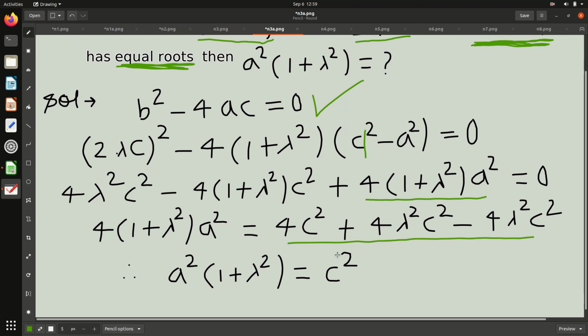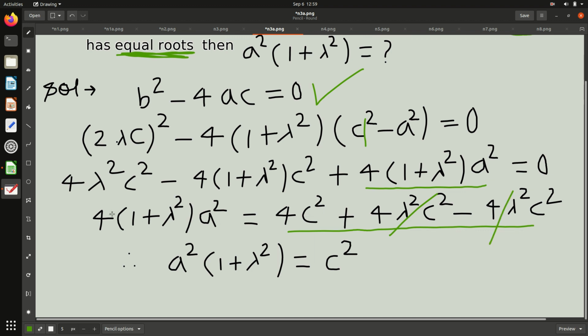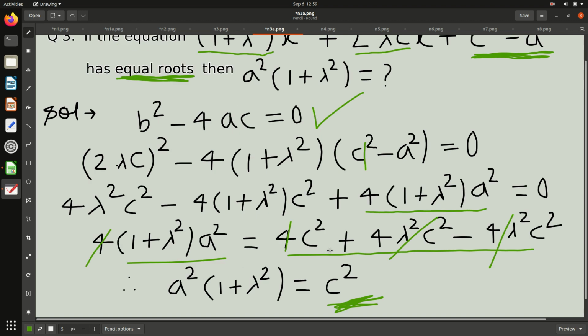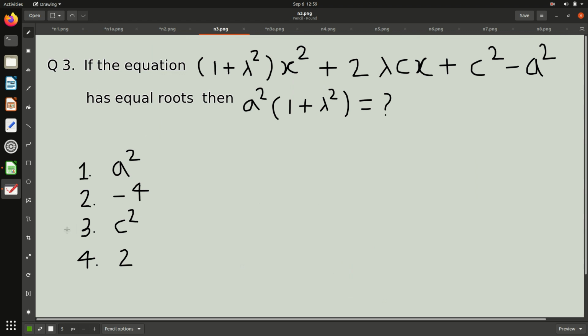You can easily solve this. So now we got 4 into 1 plus lambda square, a square equals something like this. In this case, this and this will cancel out, so we are left with 4c square. And in this also 4 and 4 will cancel out. So we are left with 1 plus lambda square into a square, which is nothing but c square. So I hope we got the answer, which is c square. So the value of this will be c square, and option 3 will be our answer.